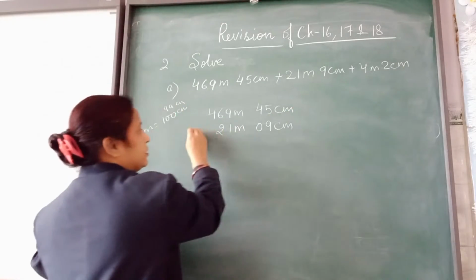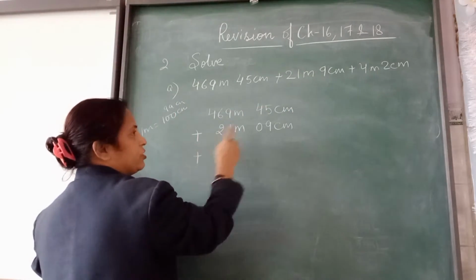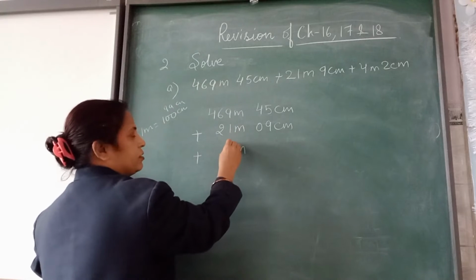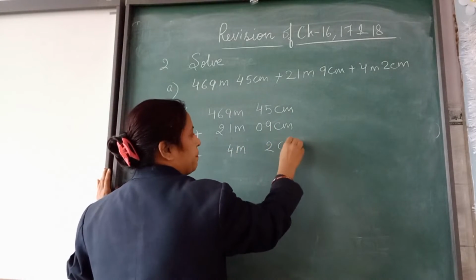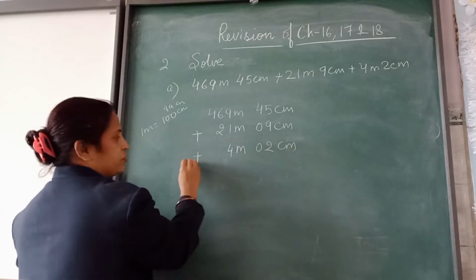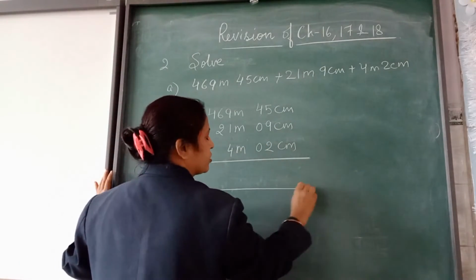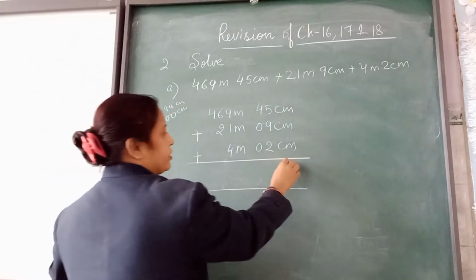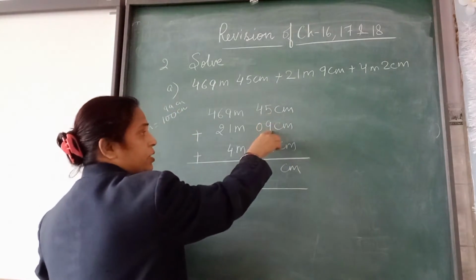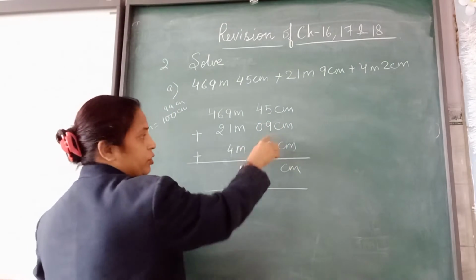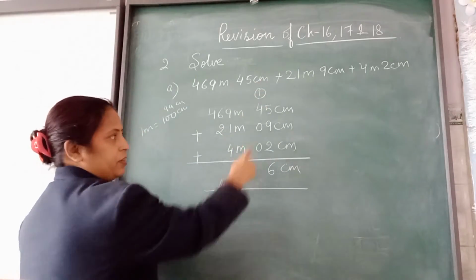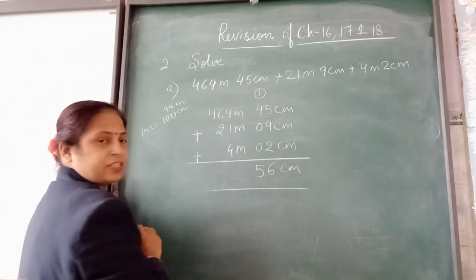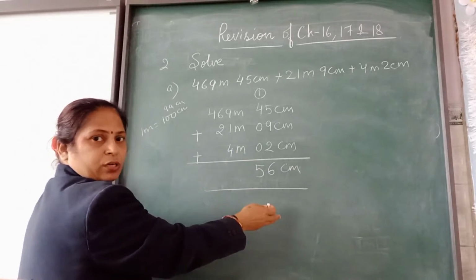Then 4 meter 2 centimeter. Meter part here, 4 here to write, and 2 centimeters in this. There is no number here, so let's put 0 to make calculation easier. Now you can add it. Now centimeter. 5 plus 9 is 14, 14 plus 2 is 16. 1 carry, 1 plus 4 is 5, plus 0 is 5. So 56 centimeter. Centimeter part you got 56.